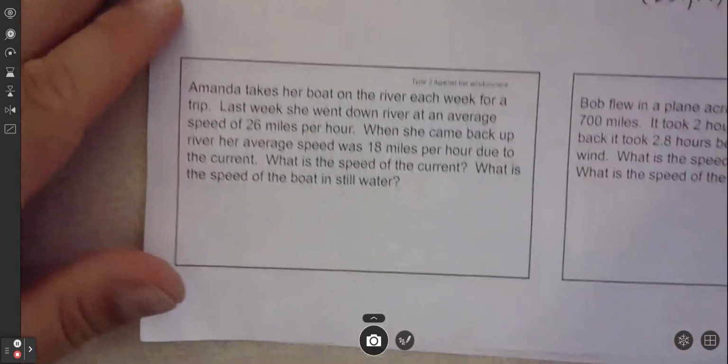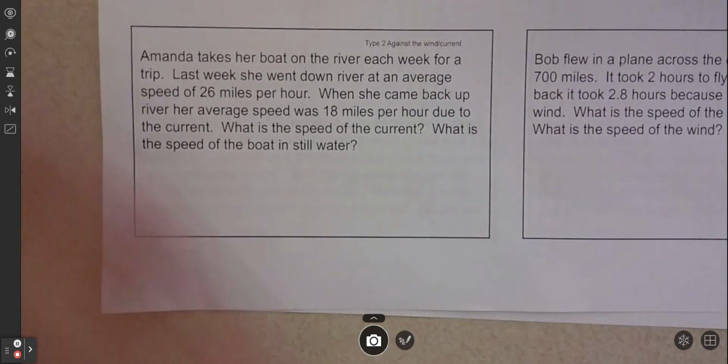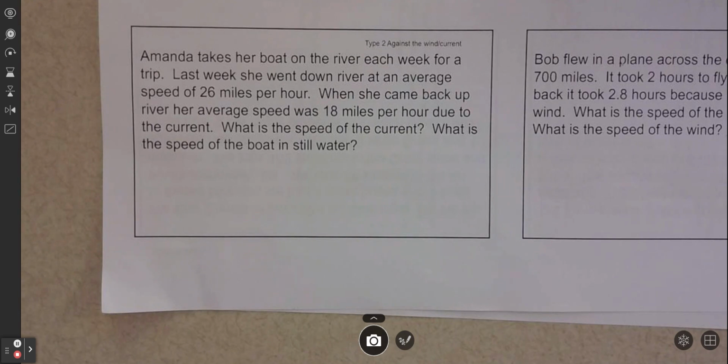These are the ones that generally will set people off the edge. These are the ones that people get really confused about. They're called against the wind or with the wind. So that's wind or current. What does going against the wind do? It makes you slower.